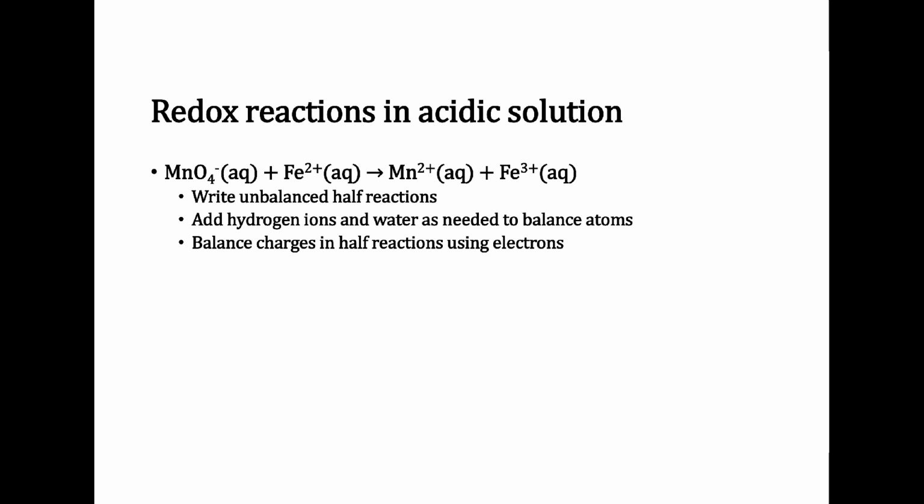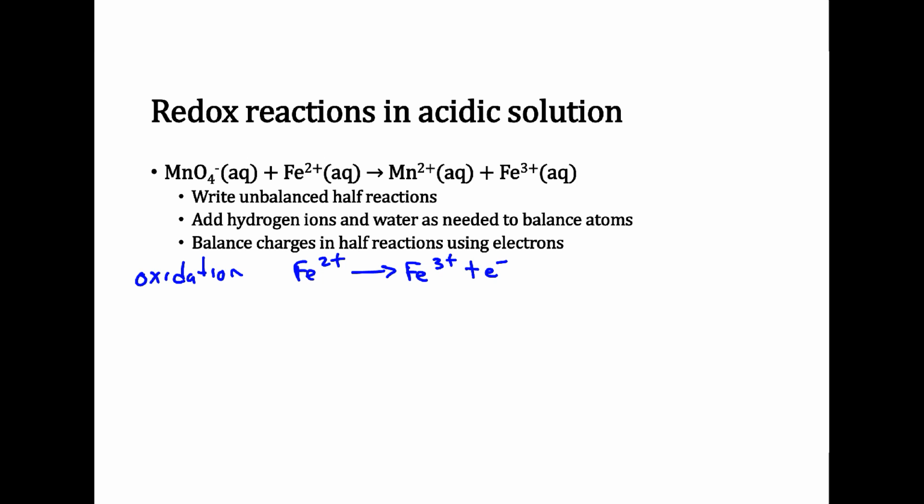So let's consider iron in this case. Iron is undergoing oxidation because we have Fe2 plus going on to form Fe3 plus. So it lost an electron. To balance this out, we would have to add an electron. So we're done with this reaction. Let's go ahead and look at the manganese.